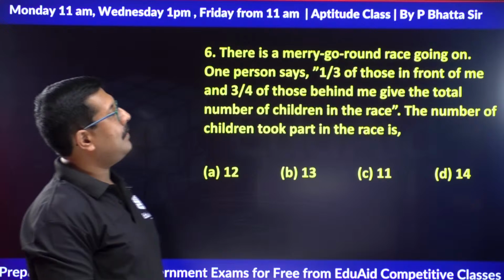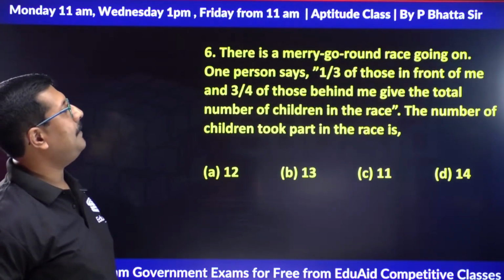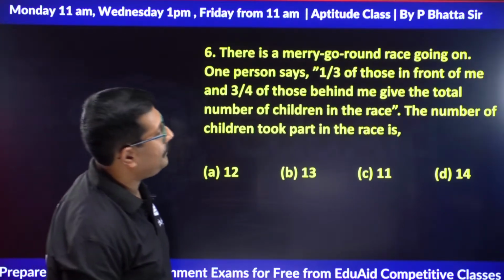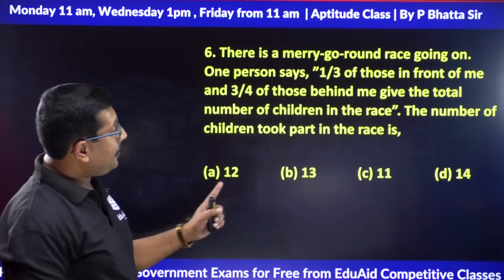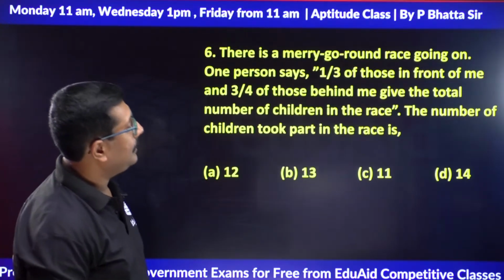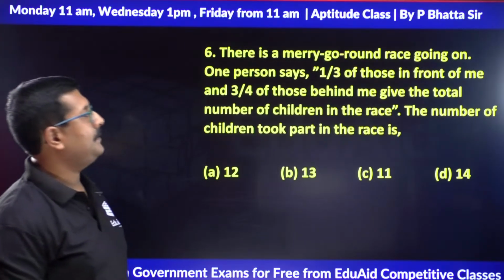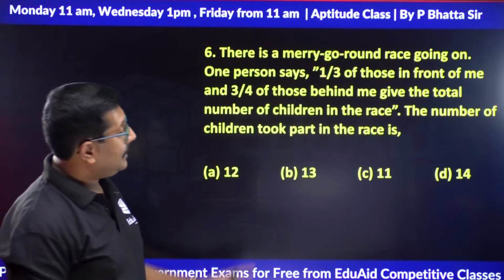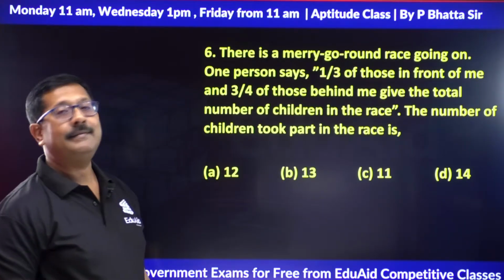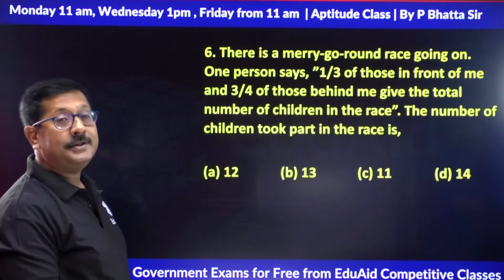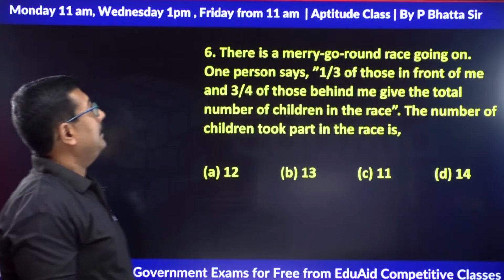There is a merry-go-round race going on. One person says 1/3 of those in front of me and 3/4 of those behind me. Give the total number of children in the race. The number of children who took part in the race. First, you read and understand the question.